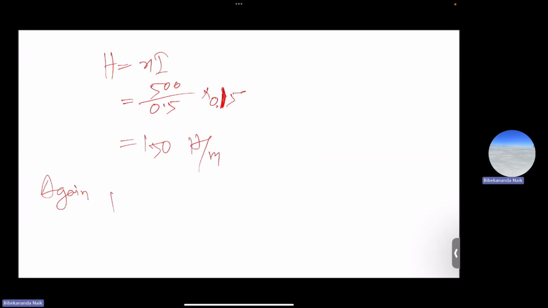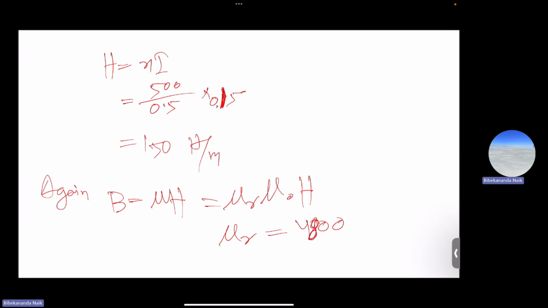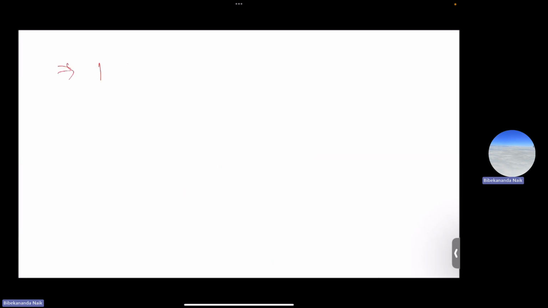Then again we know B equals mu H, where mu is mu r mu 0, the absolute permeability. Then H is known and mu r is given as 4800. Mu 0 is given as 4 pi into 10 to the power minus 7. This is the value of the permeability of free space, mu 0. Then B will be 4 pi into 10 to the power minus 7 into 4800 into 150. It will be 0.9 Tesla.